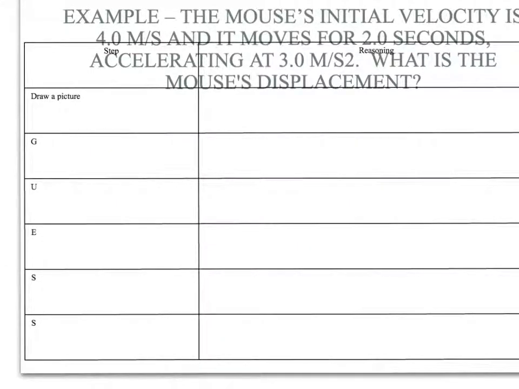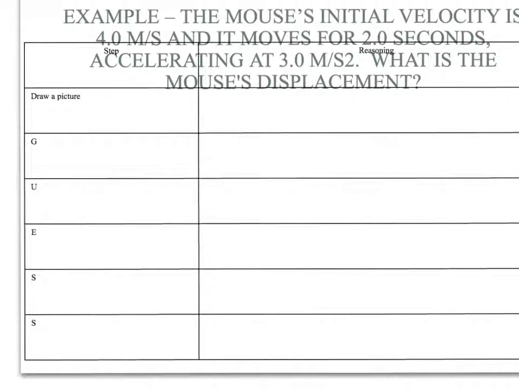Now we're going to work a sample problem together. This example says the mouse's initial velocity is 4 meters per second and it moves for 2 seconds at an acceleration of 3 meters per second squared. What is the mouse's displacement?